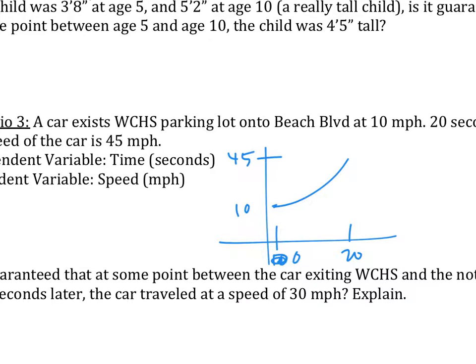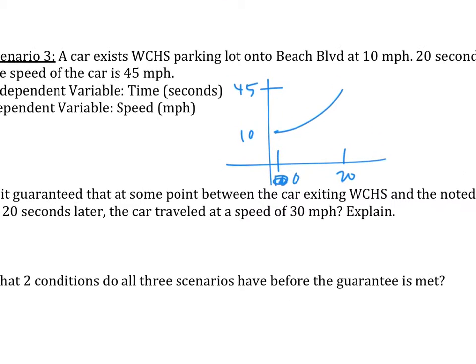Yes. Yes. Why? Raise your hand. It has to go 30 miles per hour at some point because it started at 10 miles per hour and it ended at 45 miles per hour, and the speed gaining is always continuous. Okay, that's what I'm looking for. The speed is continuous, so it must go through.